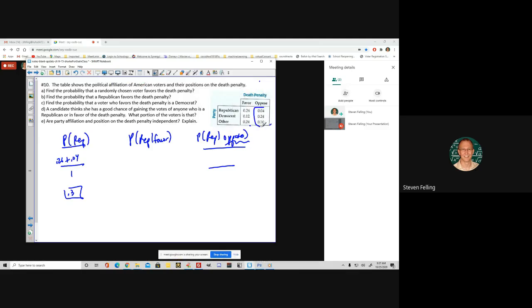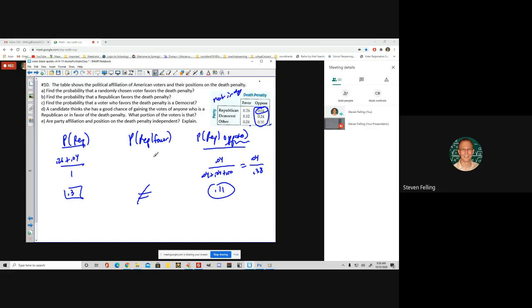So that would be this group here, 0.04 plus 0.24 plus 0.10. That turns out to be 38%. And then within that, what's the probability that they're a Republican? That's 0.04. And so 0.04 divided by 0.38 is about 11%. Because these two things do not match, it means the probability of being a Republican in this group is changing depending upon what I know about them for their favoring the death penalty. And that means these are not independent.